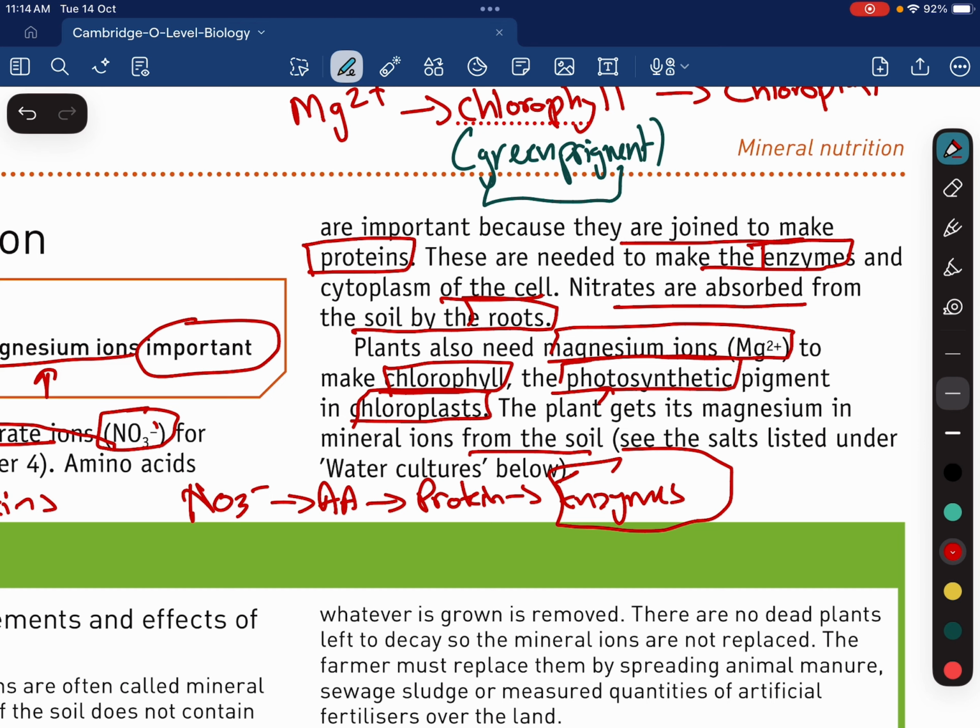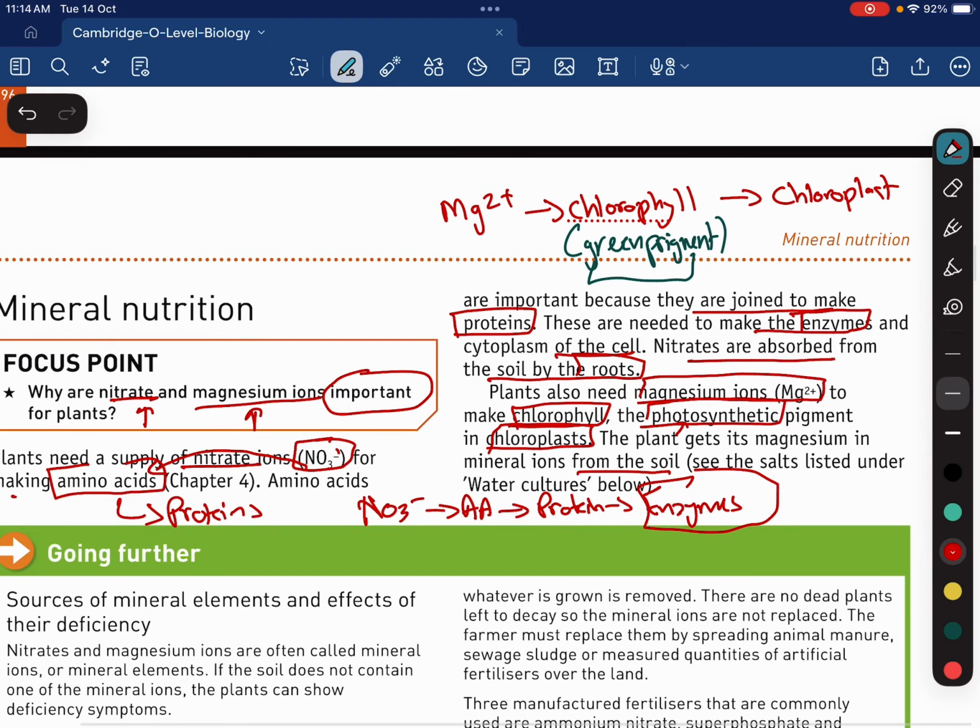So I'll repeat it once again. Number one, the first ion was the nitrate ion, NO3 negative, which helps in making amino acids. Those amino acids can later form proteins. Those proteins can form different substances, but one of them is enzymes, which help in speeding up reactions.